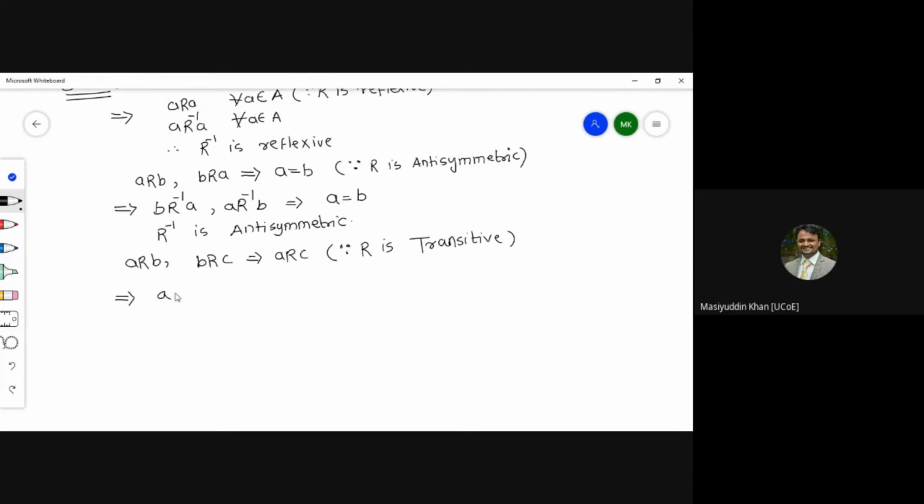A related to R inverse B, B related to R inverse C. Therefore, this implies A related to R inverse of C. So R is R inverse.